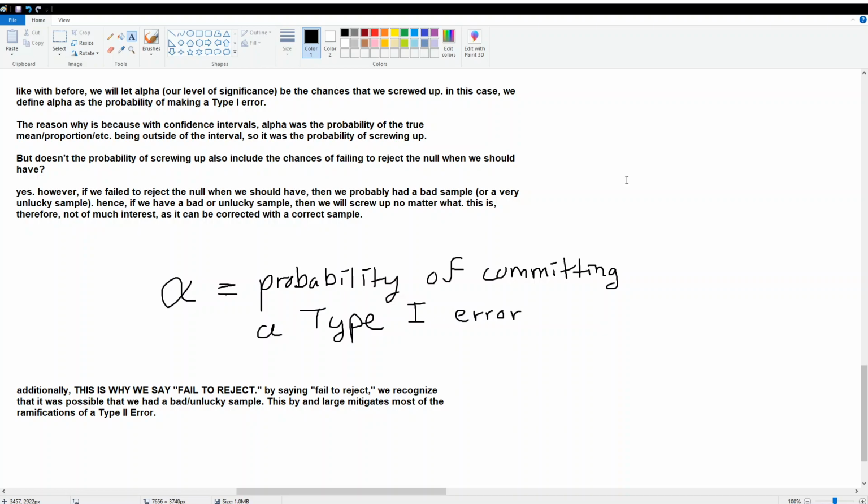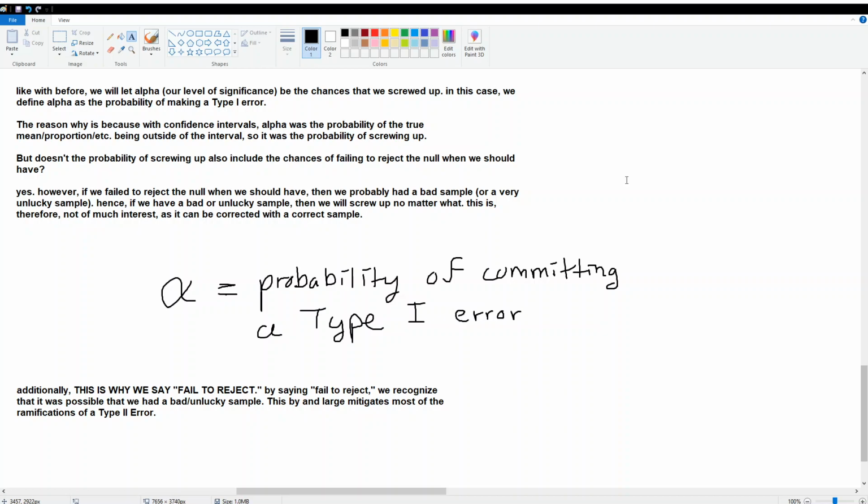Now, if we set the threshold for rejection as alpha, then that means the odds of screwing up will be alpha. So therefore, we can say that alpha will be the chance that we screw up and also the threshold. The reason why, because you recall with confidence intervals, alpha was the probability of our true mean or proportion being outside of the interval.